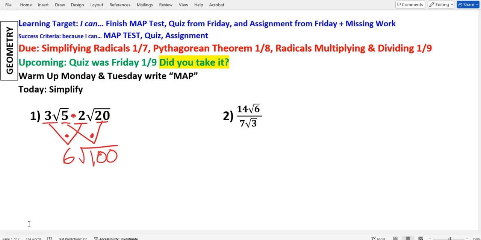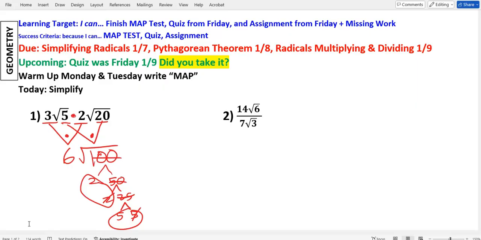Now, if you didn't know that, you would start doing a factor tree, and you do this, and you do this, and you'd end up with no loners. A pair of 2 and a pair of 5. Well, what's 2 times 5? 10. We know the square root of 100 is 10.